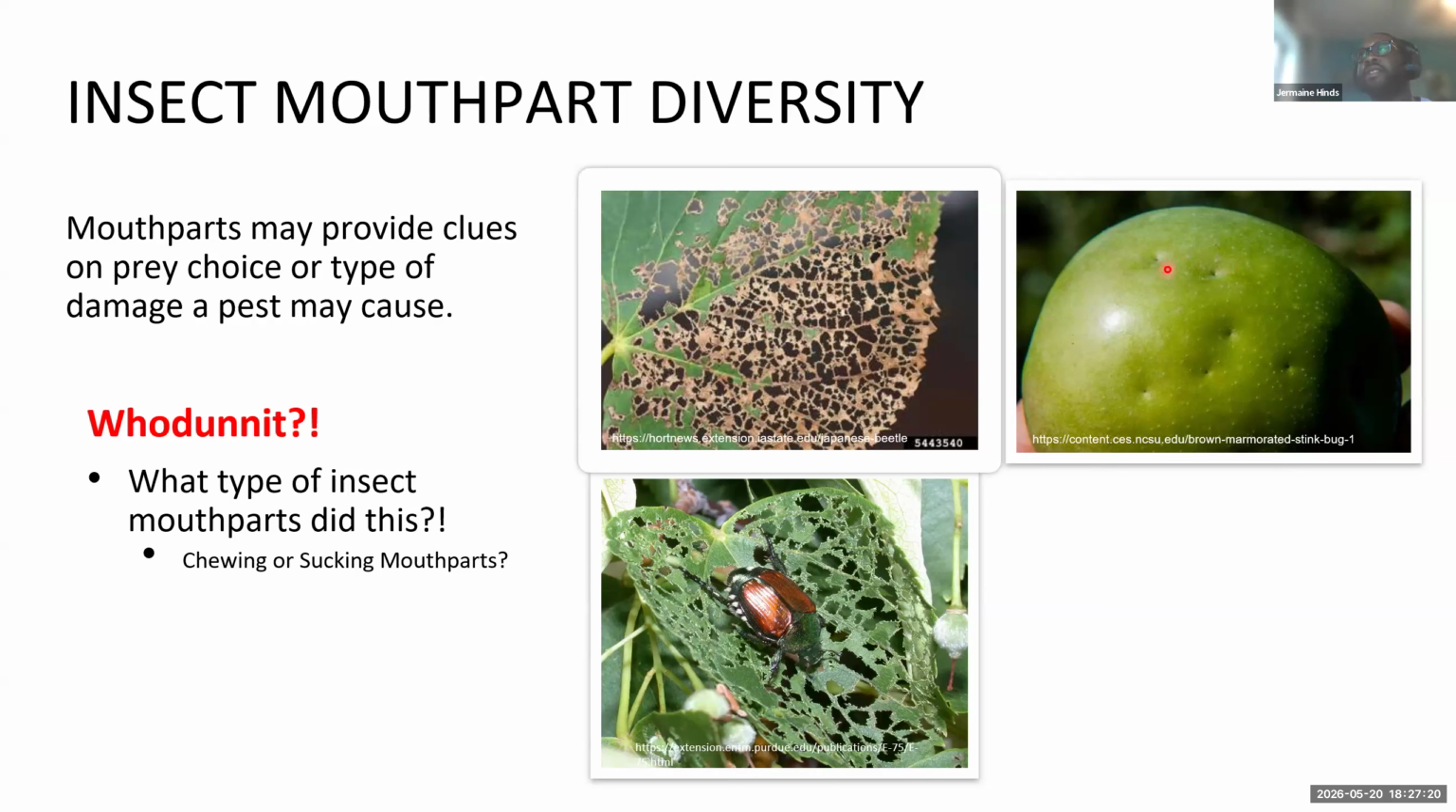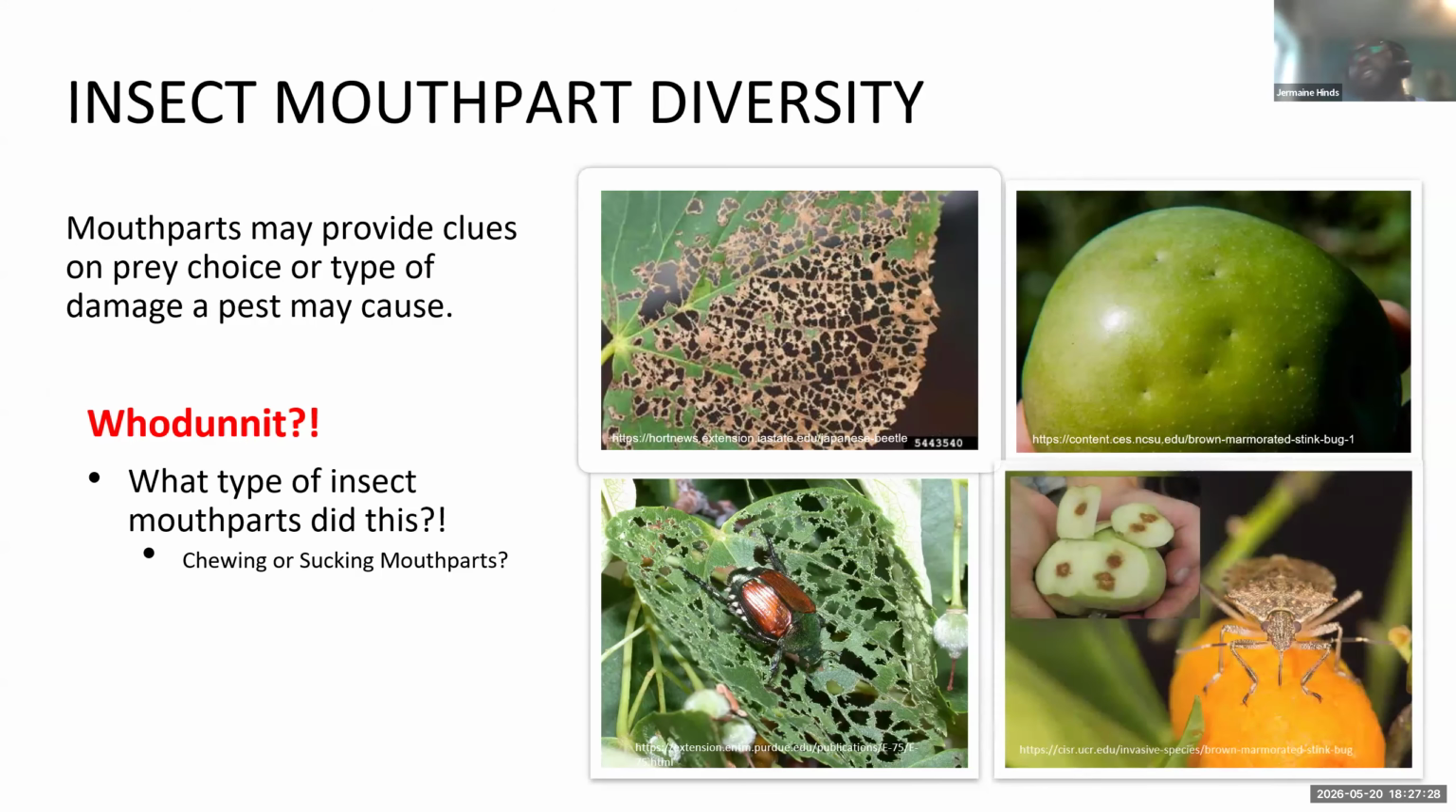This is a sucking insect. So you can see these puncture holes from where something was feeding. That gives you a big clue as to what it is. And so that's from the brown marmorated stink bug. On the outside, the damage looks minimal, but when you open it up, you can see a lot of internal damage. So a lot of that can help you key into what an insect is.